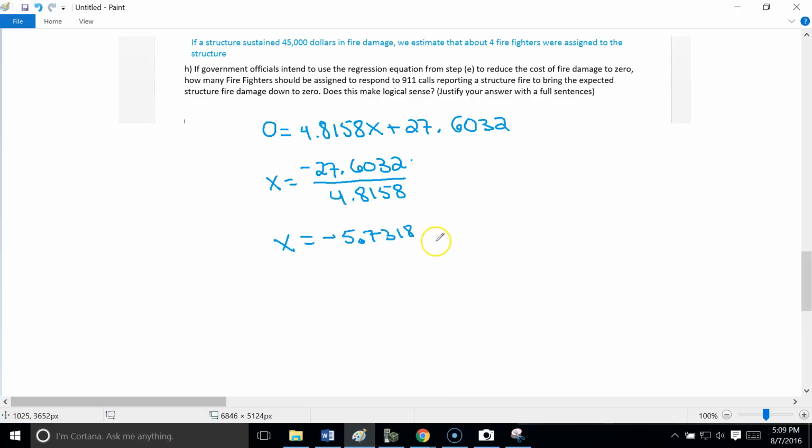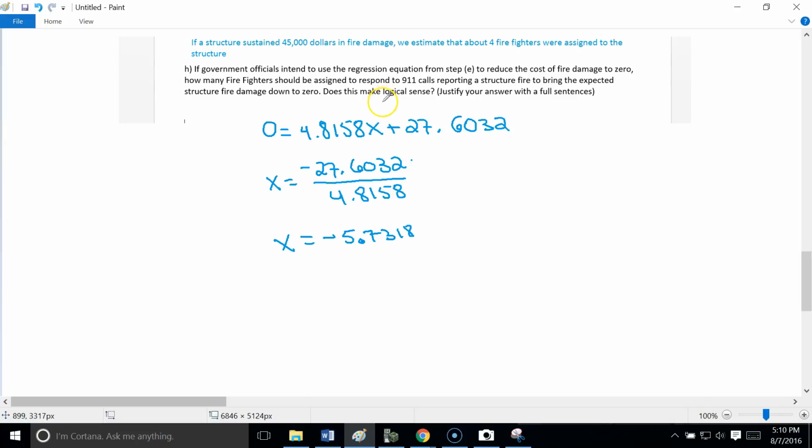Okay, which makes no sense. It makes no sense from the standpoint of the equation, but ultimately it shouldn't make any sense going back to the original premise of this question, that the government intends to use the regression equation to reduce the cost of damage. And that's because we've established that there is correlation between these two variables and not causation.